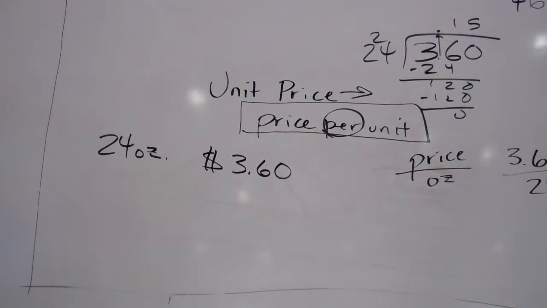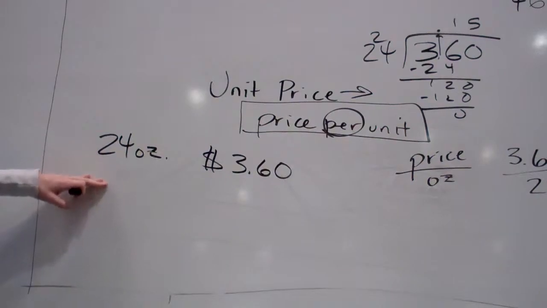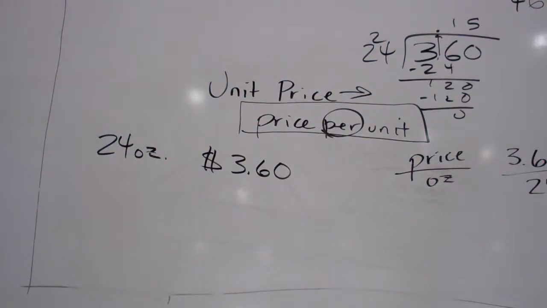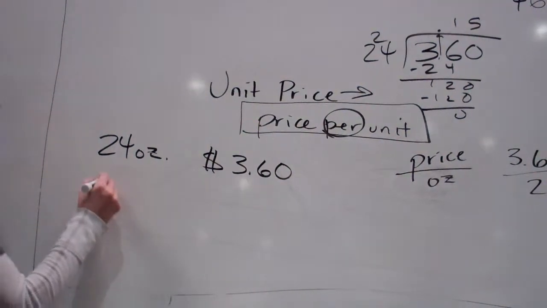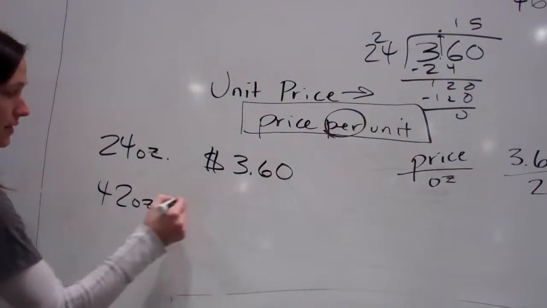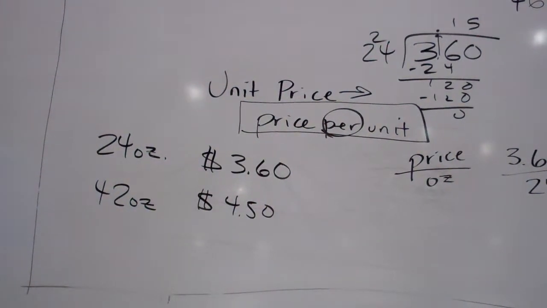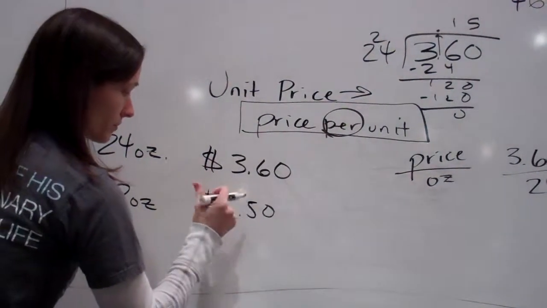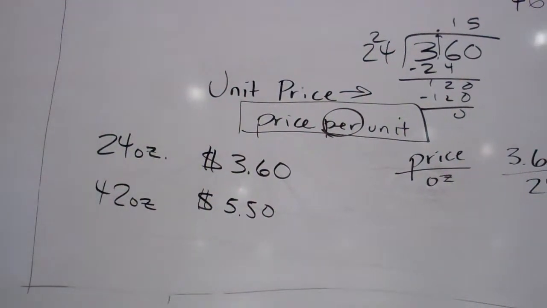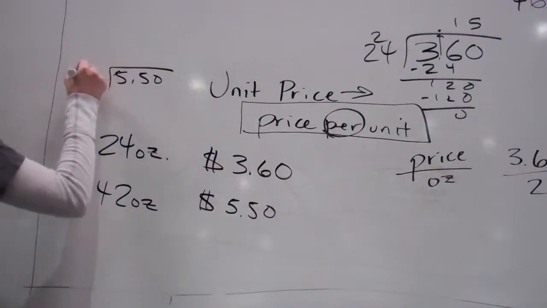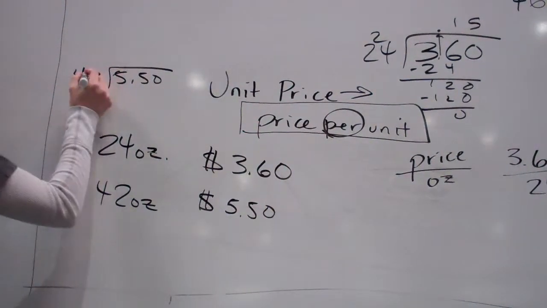And now I may have had another cereal that was 36 ounces for a little bit more, and I would be wondering, is this a better deal? And that's how I could tell. So let's just pretend somebody else sold one for 42 ounces, and it was $4.50. Or actually, let's make it $5.50. Which one is a better deal? Let's try it. $5.50 for 42 ounces.